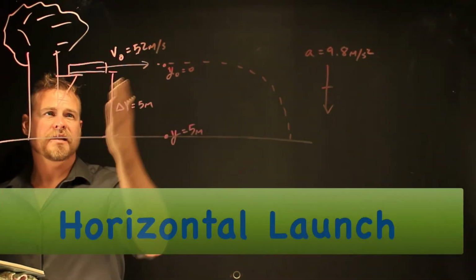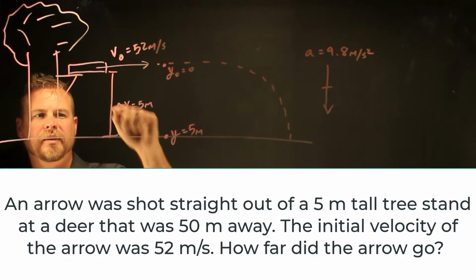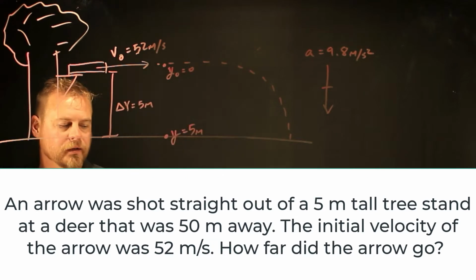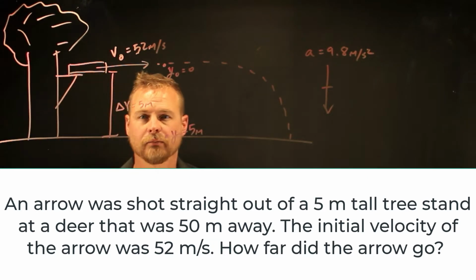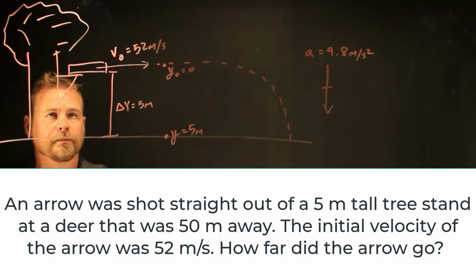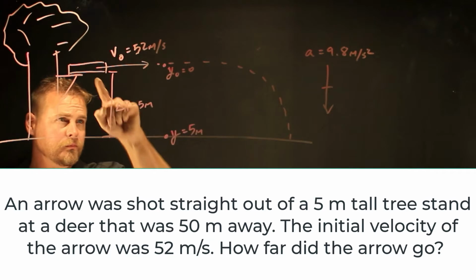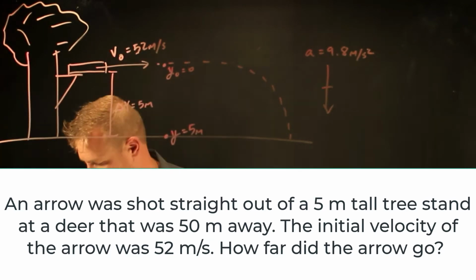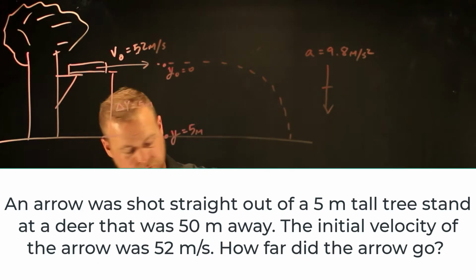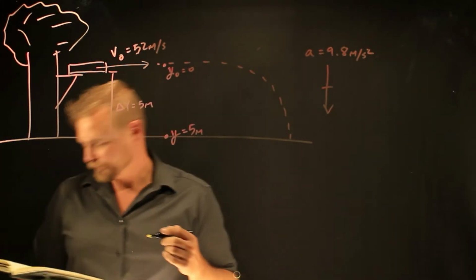So let's say I take that initial velocity, 52 meters per second, and I put it on a raised platform 5 meters off the ground. And I shoot that thing horizontally. You might think of this as maybe a bow and arrow type example. You're tree stand hunting with a bow, you shoot straight out at 52 meters per second. How far could you go? How long would it be in the air? Those types of questions. Alright, so let's tackle how long it is in the air.